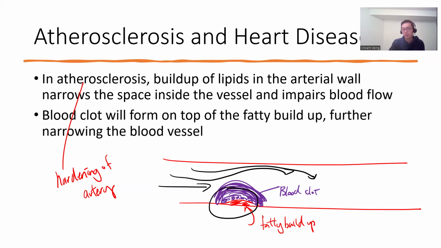This part of the blood vessel becomes weaker and it's hardening. When it hardens, it loses elasticity. It's not able to withstand pressure as well. And sometimes, if this is really severe, it's possible that the blood pressure is too high and it will cause it to rupture. Depending on where it is, it could be deadly.